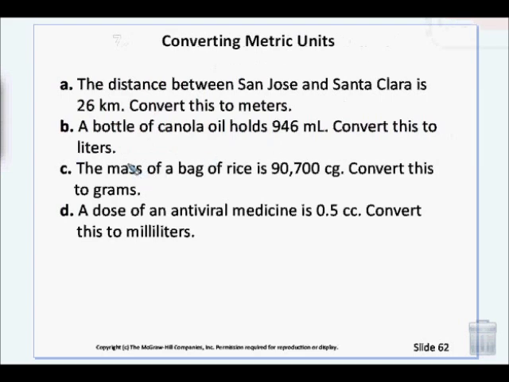All right, so we're going to have the distance from San Jose to Santa Clara is 27 kilometers. We're going to convert this to meters. So I'm going to start at the kilometers. Hecta, deca, meter. So that's 26,000 meters.